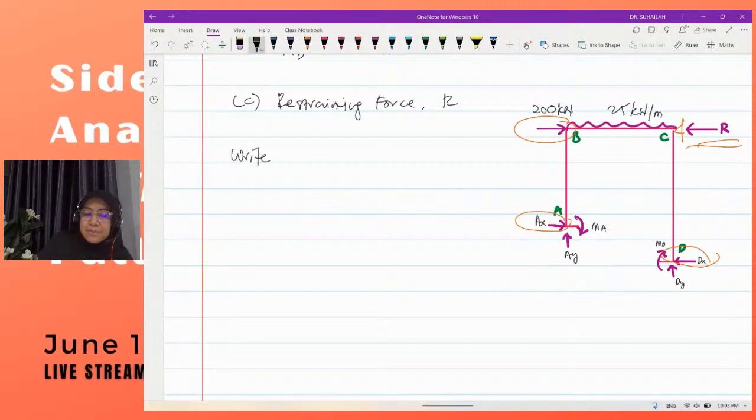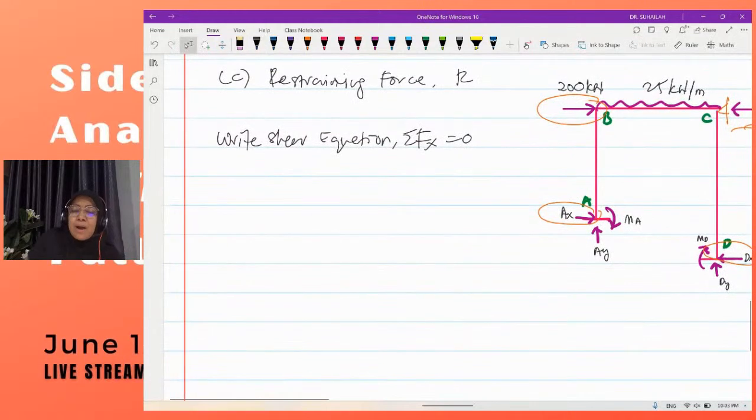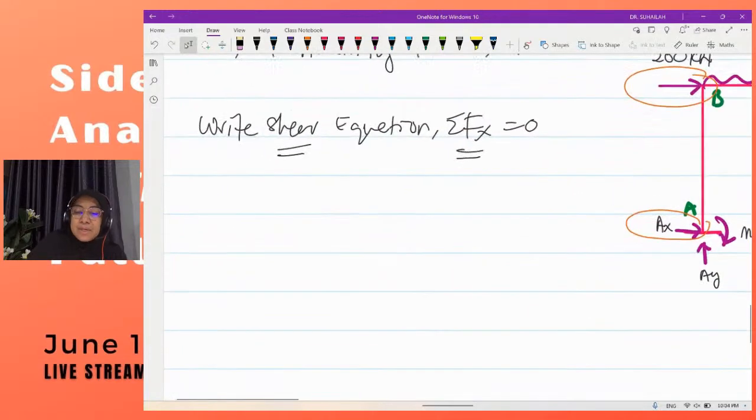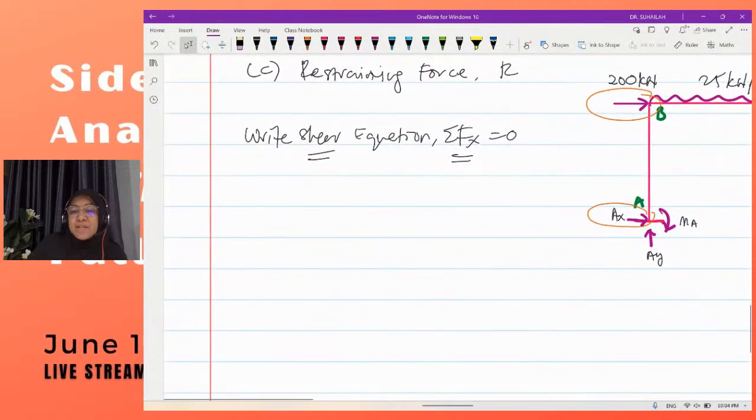So we write the shear equation. The shear equation is total Fx equal to 0. Why shear in the X direction? Because when we analyze the frame, we analyze the column. The column is vertical, at 90 degrees, so the shear for a vertical member is in the horizontal direction, Fx.